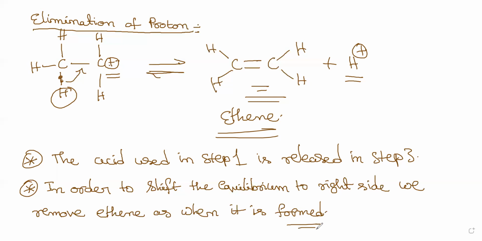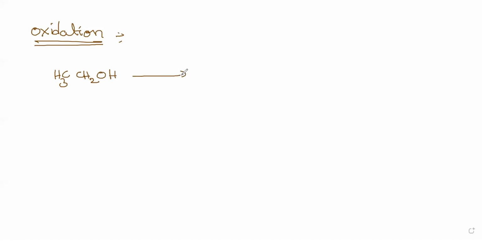Okay, next is oxidation. Here in oxidation, we see different reagents. Different reagents you have to remember. If I take it process-wise, they are all the same. They will give the same kind of product. Suppose I take ethyl alcohol, CH3CH2OH. I will explain with the example of ethyl alcohol.